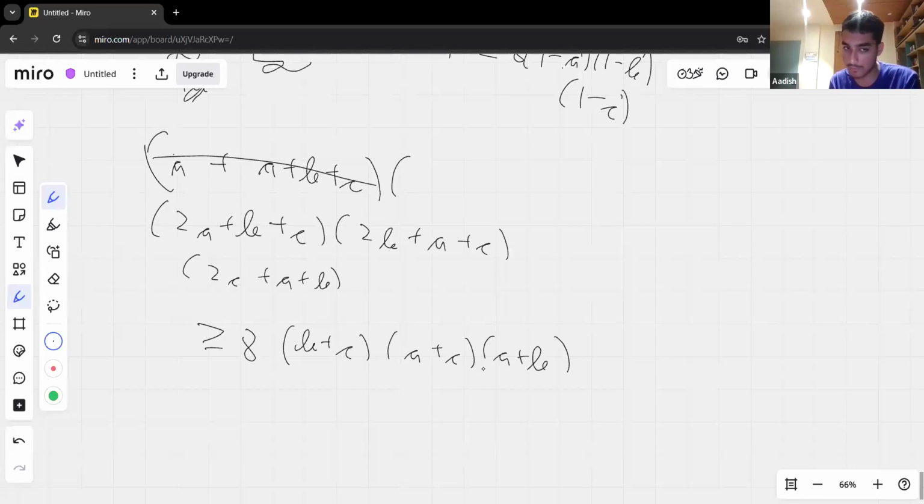Is everyone clear with what I have done? Okay. So this is the first sort of advanced, not advanced, but inequalities are more than just applying AMGM or Cauchy-Schwarz or some other things.